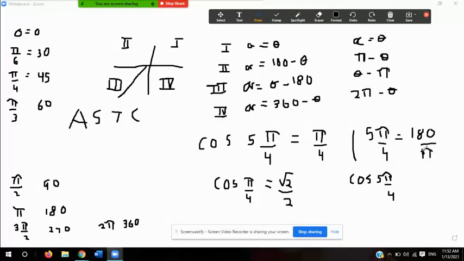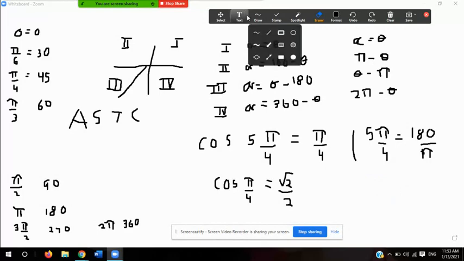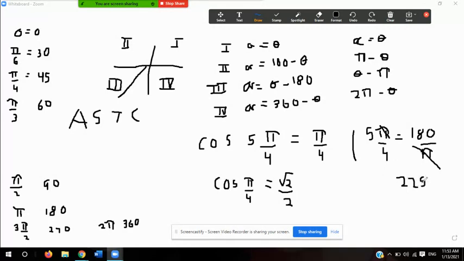And basically what I did, and let me just do the entire process, is I canceled out pi and pi, and I multiplied 180 times 5 and divided that by 4, and that equaled 225 degrees. And 225 degrees is in quadrant 3.